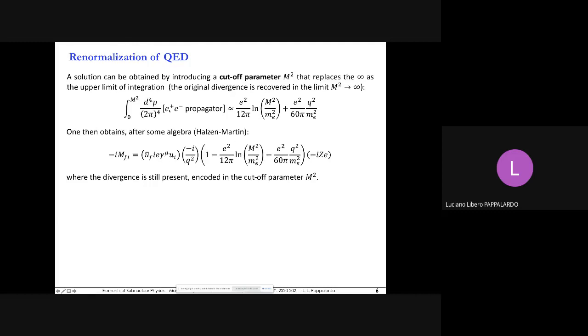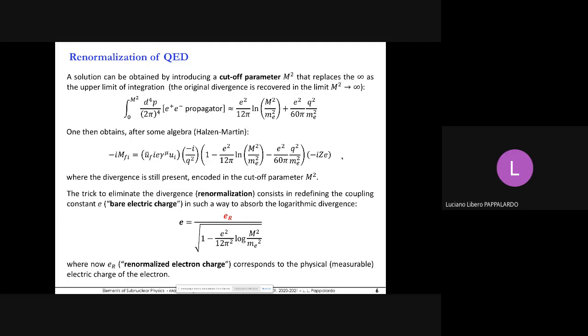And now, once you solve this integral, this is how the propagator will look like, where still we have the infinity inside, because m squared still must be extended up to plus infinity. So for the moment, it's just a simple substitution, and we have not done anything to cure or to mitigate these divergences. Now the magic arrives.